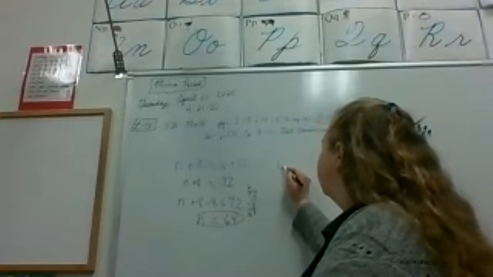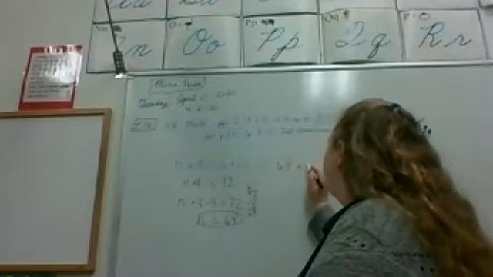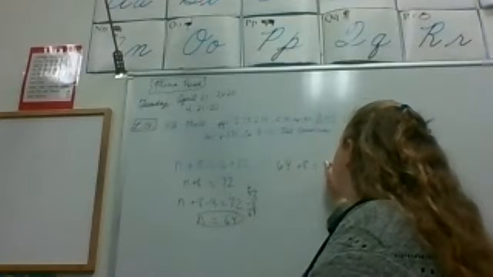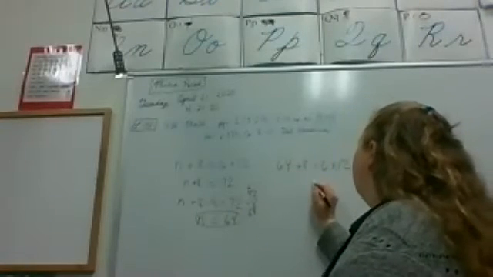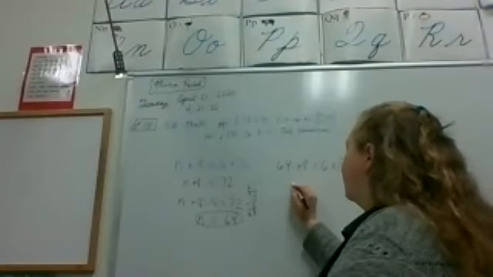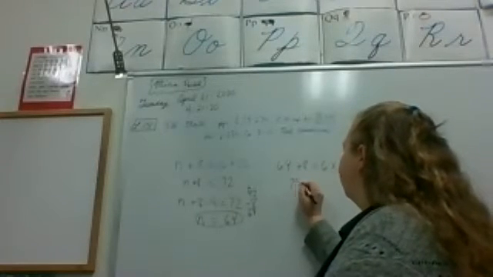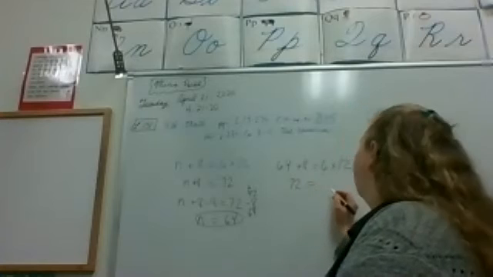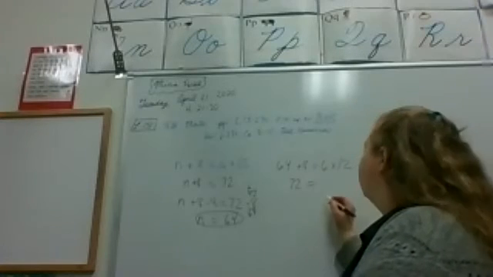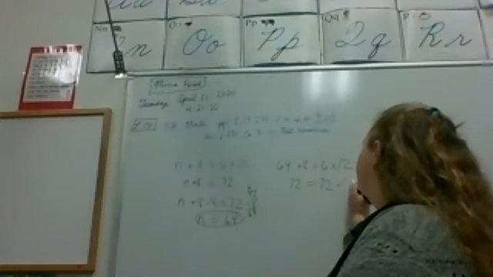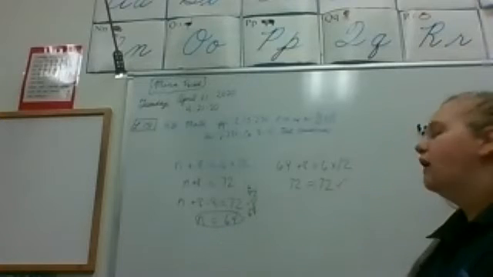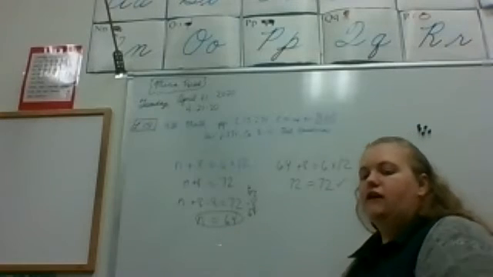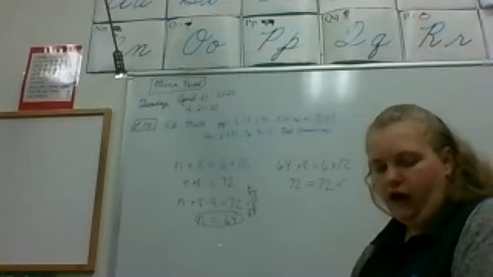We're going to check: 64 plus 8 equals 6 times 12, okay? So 64 plus 8 is 72, right? And 6 times 12 is also 72. So we have the right answer, but n equals 64 is the answer, okay? So keep that in mind.